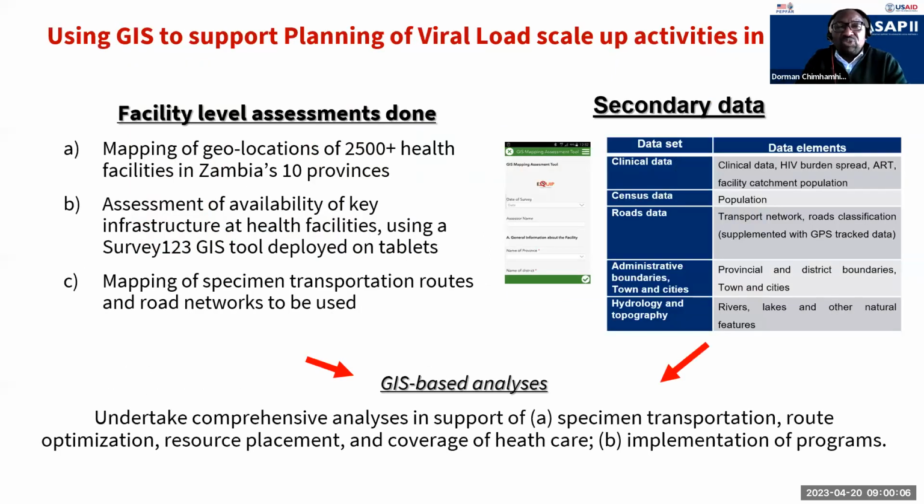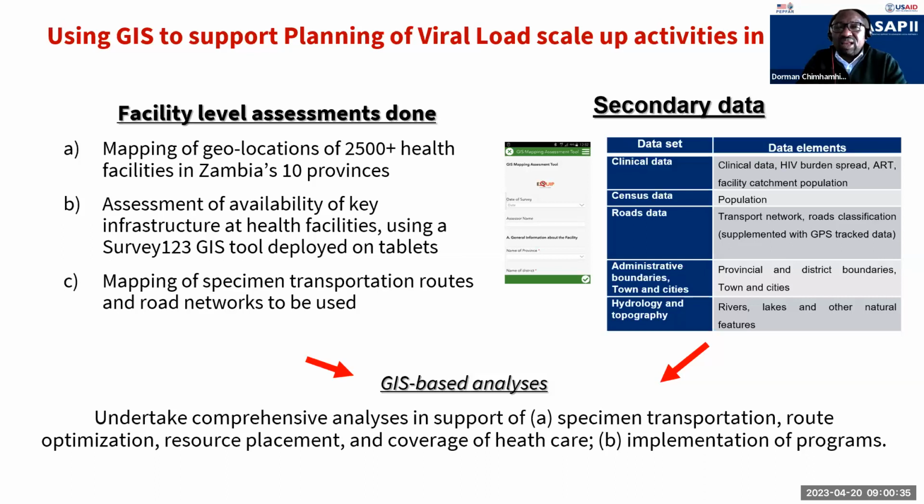Another example of how GIS has been used, and this is talking to large-scale deployment. This was work that was done in Zambia, where the ask was to map about 2,500 health facilities in Zambia in 10 provinces. And this assessment was targeted at a number of things. But the main idea was that we want to scale the viral load systems in Zambia.